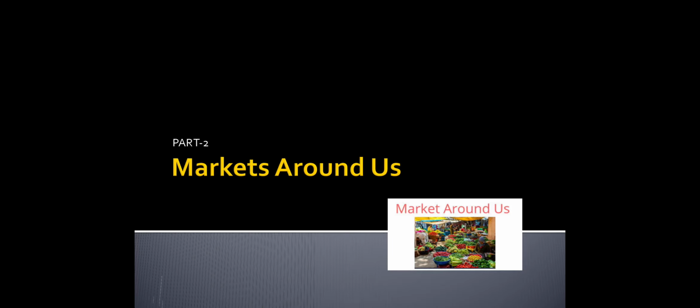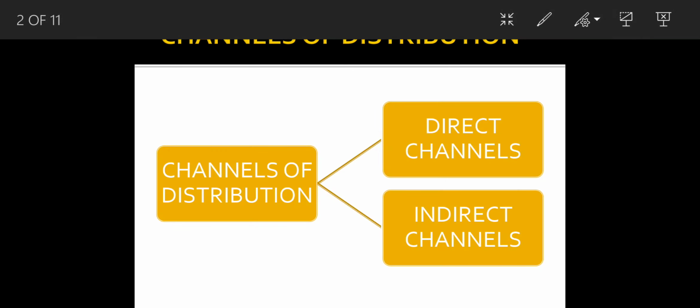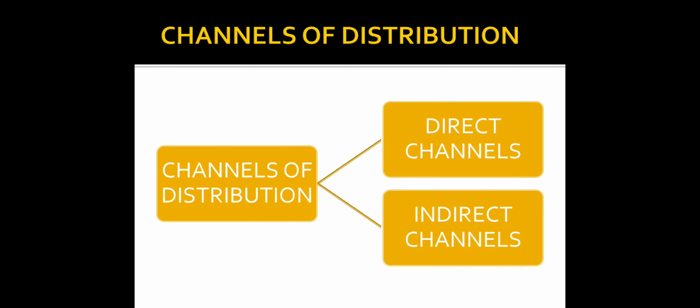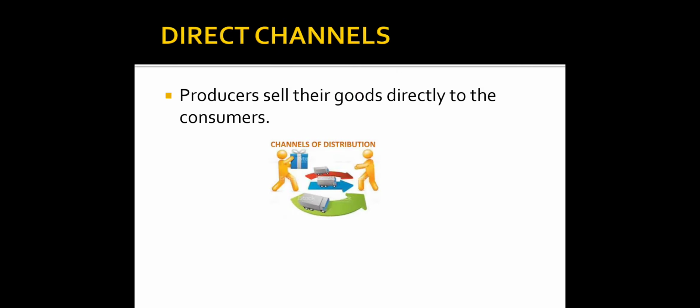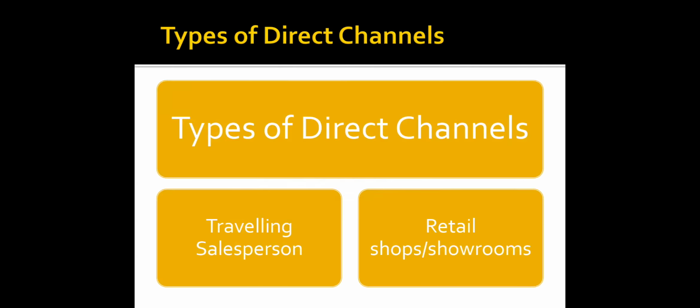Now, there are two types of channels of distribution. Those are direct channels and indirect channels. First, we'll see what direct channels are. A direct channel means when the company sells its goods directly to the consumer without using any intermediaries. Direct channels are again categorized into two types. Those are traveling salespersons and retail shops or showrooms.